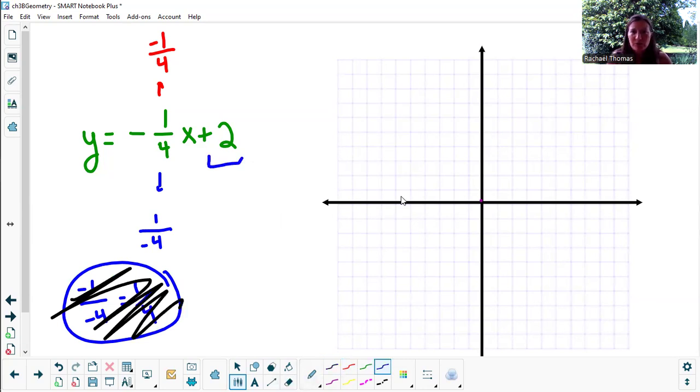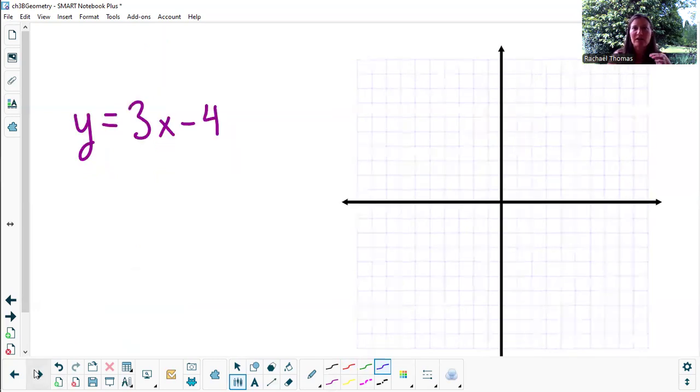Let's start with my y-intercept of +2, 0, 1, 2. Always start with that y-intercept. And now let's do this red thing first. If I go down 1 and to the right 4, there's one possibility for one way I could think of the slope. The blue one would be up 1 and to the left 4. Both of those strategies give me the same line, and there's my line.